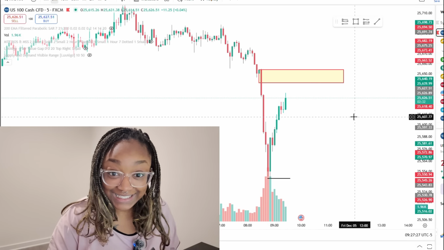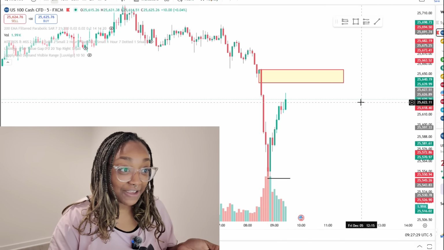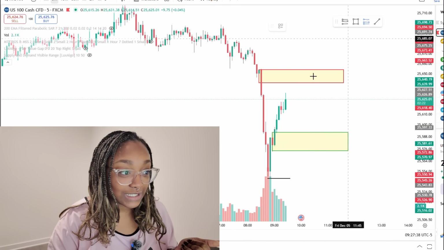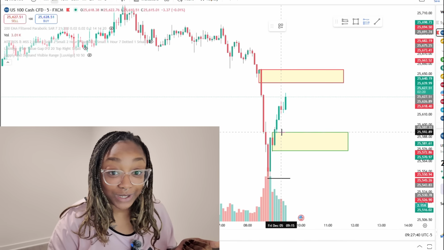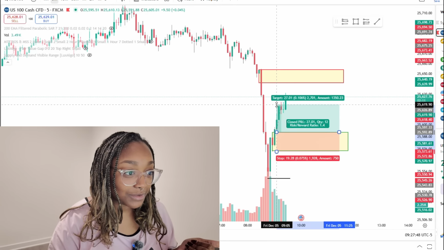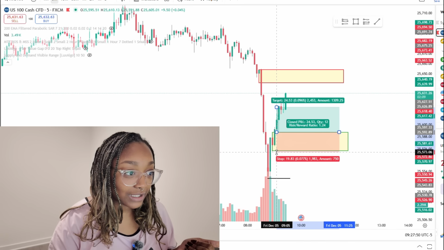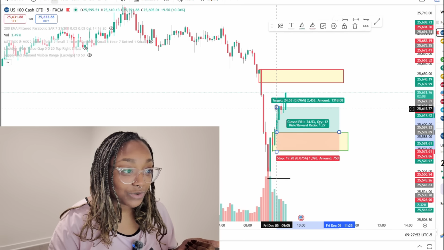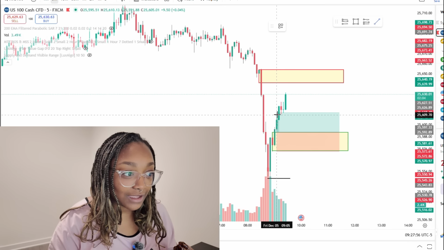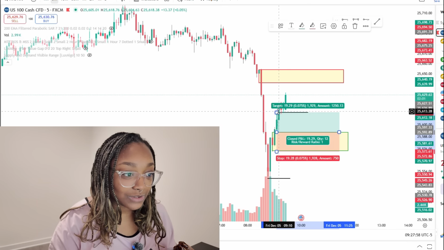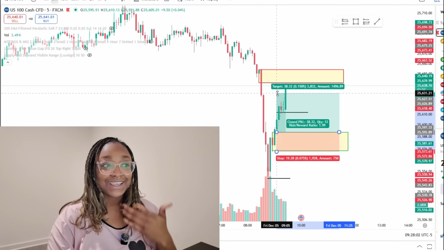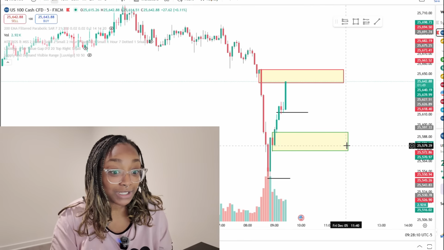But like I said about the demand, if I would have taken this demand right here and got in, once it tapped right here, it would have had to have been an aggressive entry, but once it tapped right here, stop loss right there, TP1 would have been smacked, and then TP2 would have been smacked. Okay, because this is even, market's not open yet.